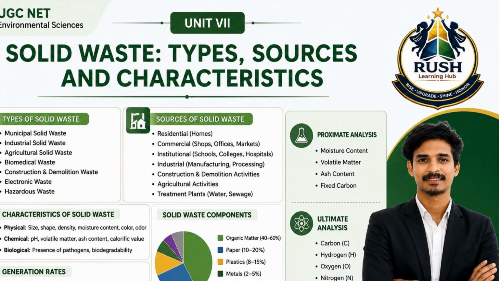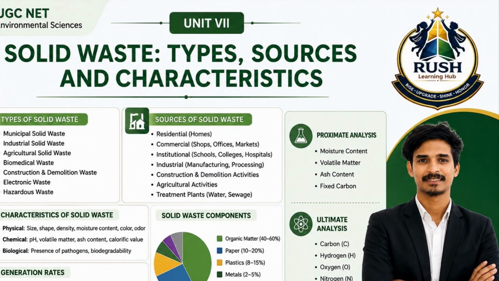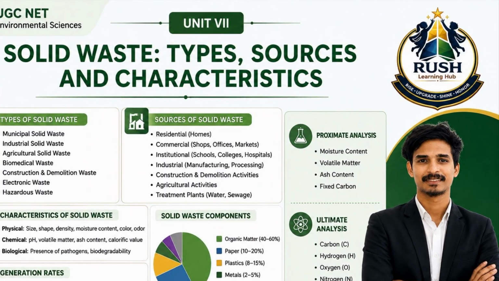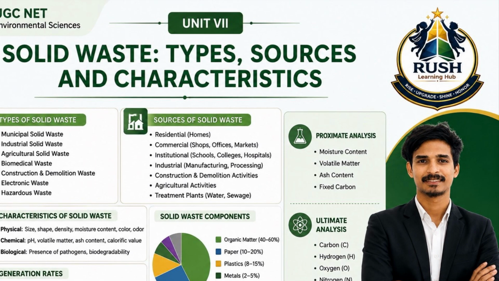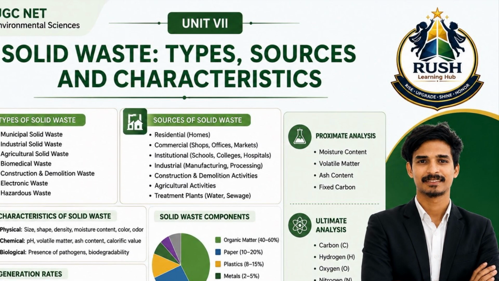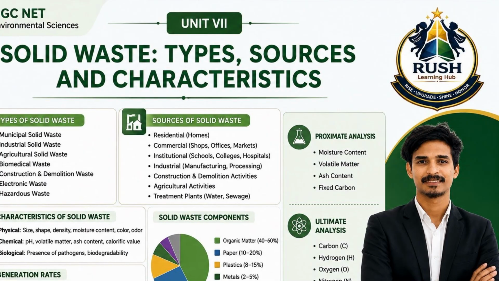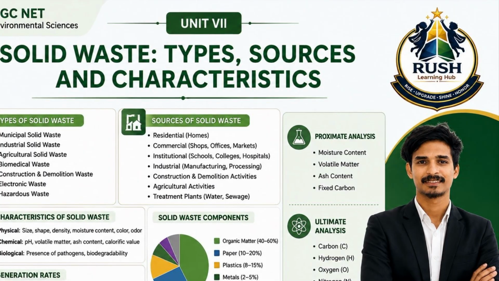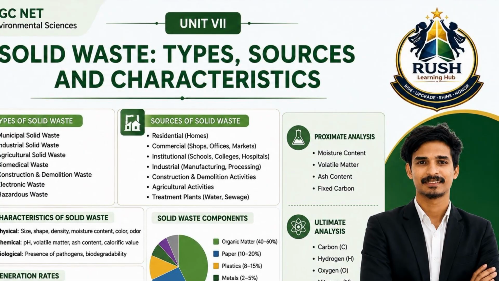Now let us understand the characteristics of solid waste. The characteristics of waste help environmental engineers decide the most suitable treatment and disposal methods. The first category is physical characteristics. These include moisture content, density, particle size, porosity, field capacity, and compressibility.